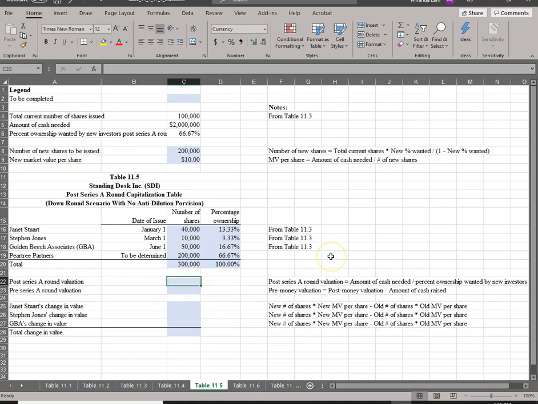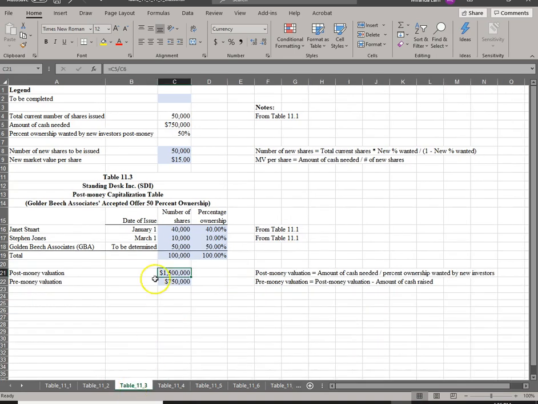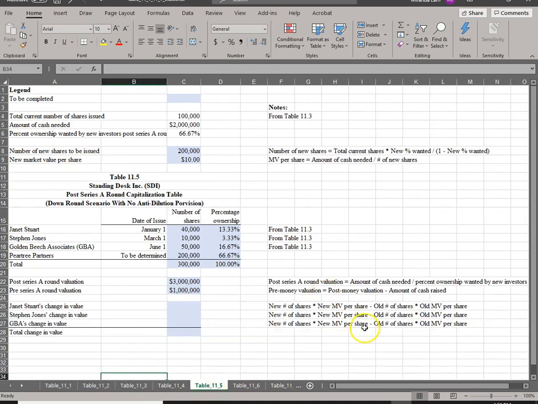So first, let's look at the post-money valuation. This is equal to the amount of cash that they need divided by the percentage ownership. So the company is worth $3 million post-money valuation, and the pre-money valuation is the post-money valuation minus the amount of cash they need, which is $2 million. So the pre-money valuation is $1 million. Remember that in table 3, the company was worth $1.5 million.